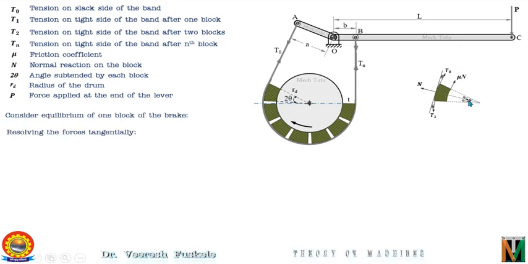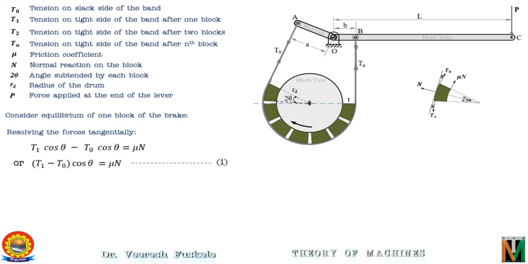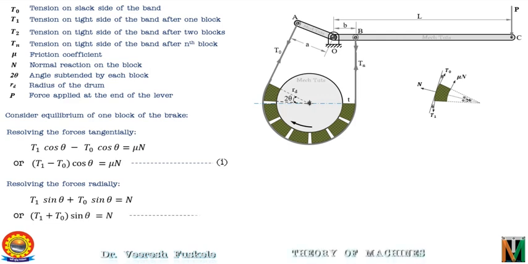tangentially. Resolving the forces tangentially, we will have T1 cos theta equal to T0 cos theta plus mu N, or T1 cos theta minus T0 cos theta equal to mu N, or this can be written as (T1 minus T0) cos theta is equal to mu N. So this is our equation number 1. Now resolving the forces radially, that is along the direction of the normal reaction, it will be T1 sin theta plus T0 sin theta equal to N, or this can be written as (T1 plus T0) sin theta is equal to N. This is our equation number 2.